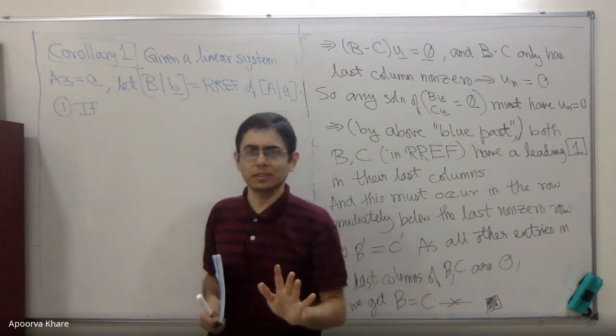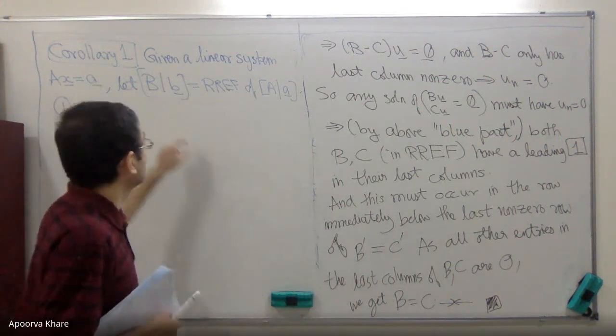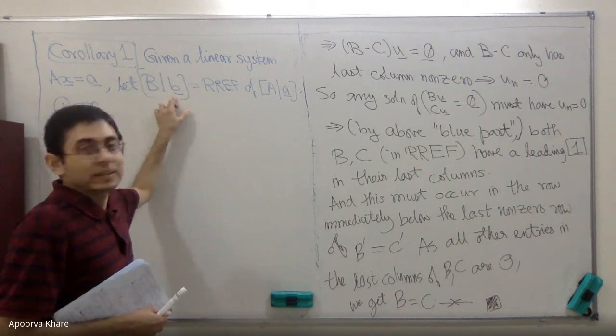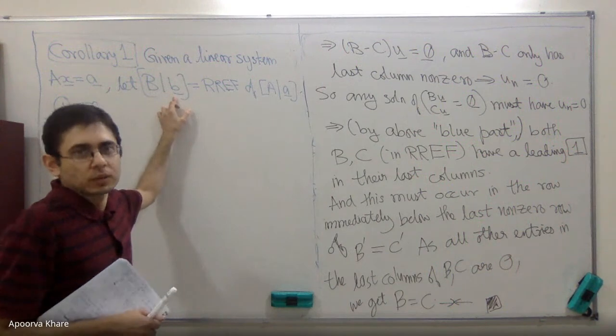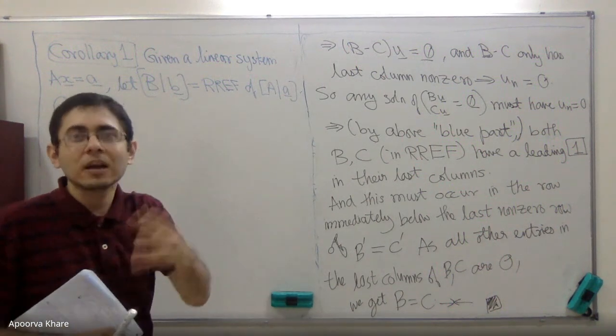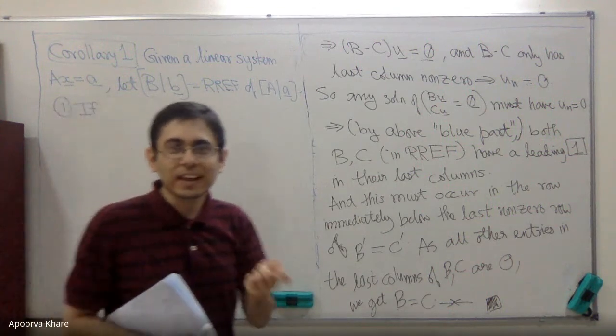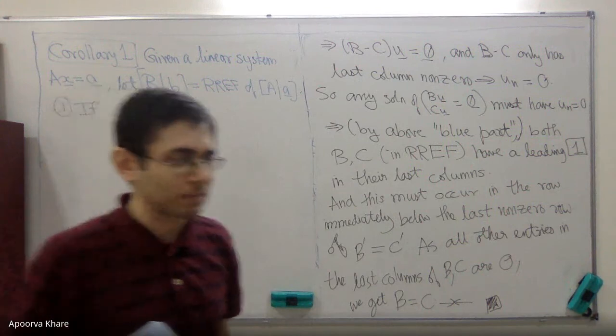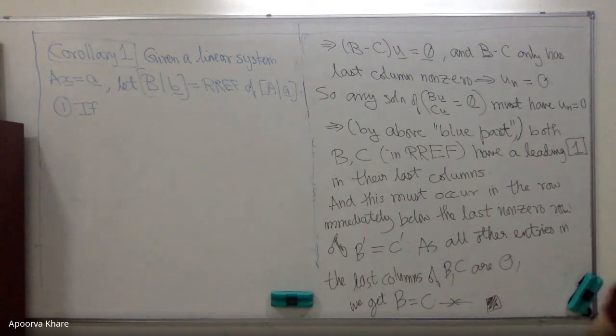Solution always exists. The problem happens if you have 0, 0, 0, 0, 0 here and a non-zero entry here. Then you get 0x plus 0y plus 0w equals 1. How can 0 equal 1? The field axioms don't allow 0 equals 1. And that is precisely the problem that happens.